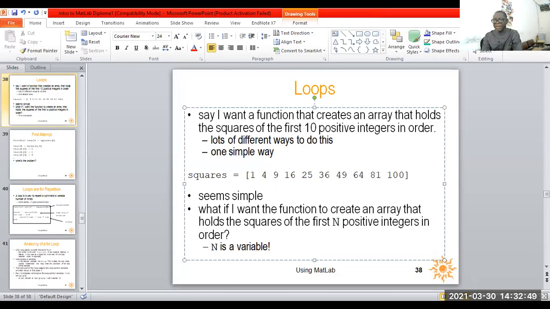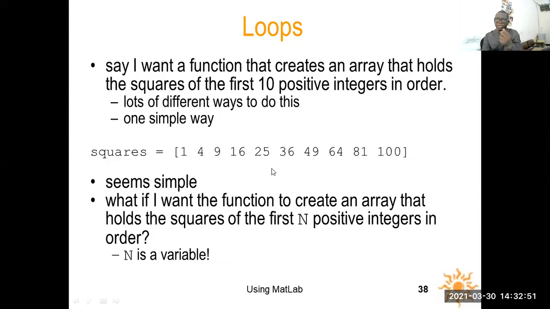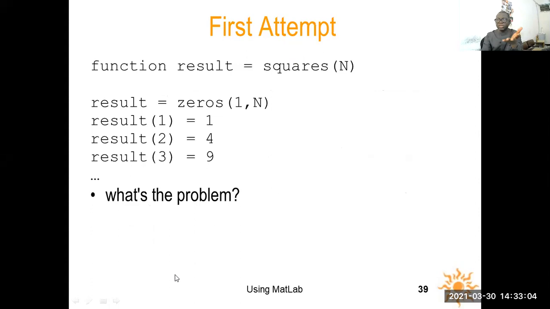So that is what we have done here. Now it seems very simple, but if I want the function to create an array that holds the square of the first n positive integers in order, then n will become a variable. Then this will happen: function result is the function name, and this is what will happen. Square n. Then result is equal to zeros(1, n). So let it create 0.